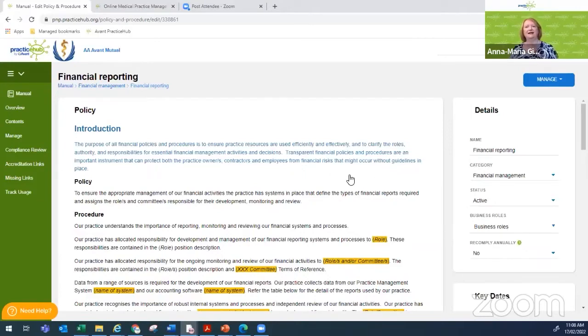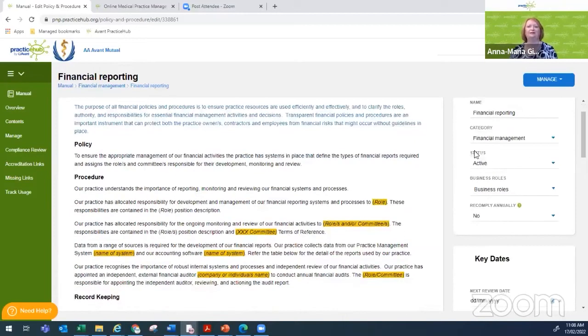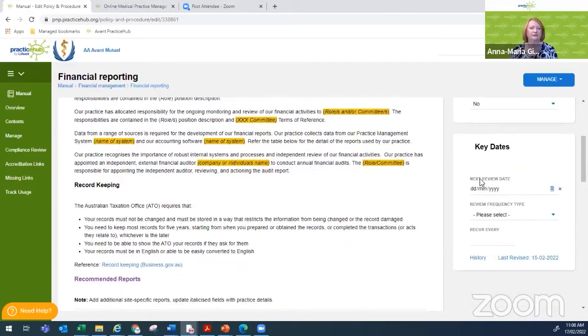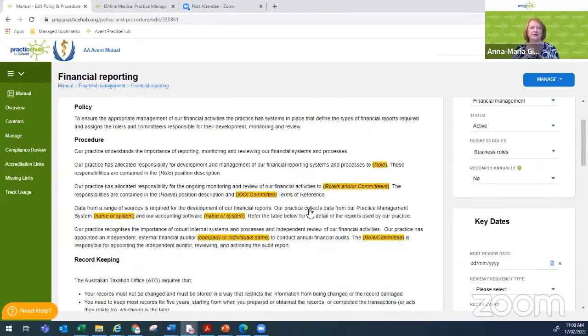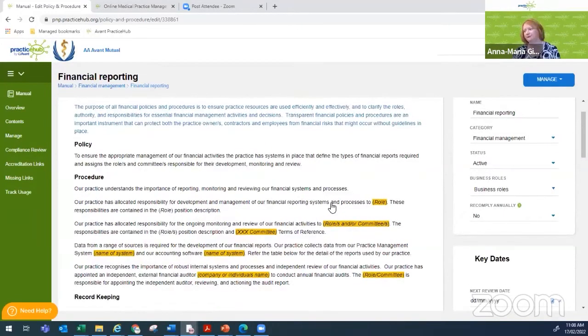All right, now this page may look a little busy. For those of you who have PracticeHub, you'll know that the side panel over here on the right tells you who needs to sign off, how often we need to review this policy, and of course there's an audit trail of the changes. But the main content is over here on the left-hand side. With financial reporting, it's generally needed for compliance, for accounting purposes, planning, budgeting, those sorts of things.